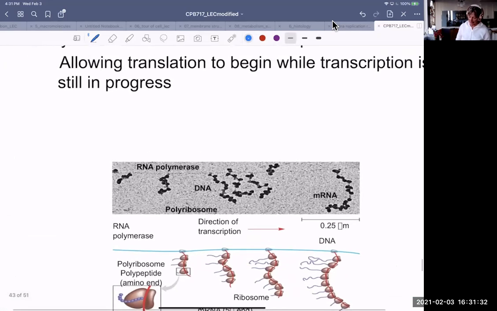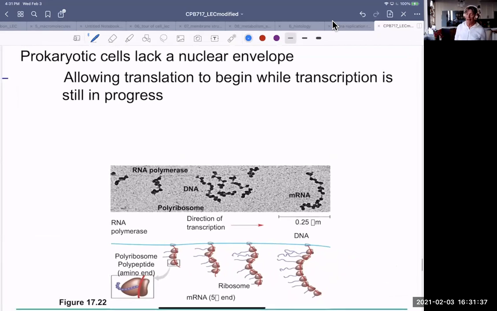Prokaryote cells, interestingly, just a bit more, we're almost done here. They don't have a nucleus. They don't have a nuclear envelope.